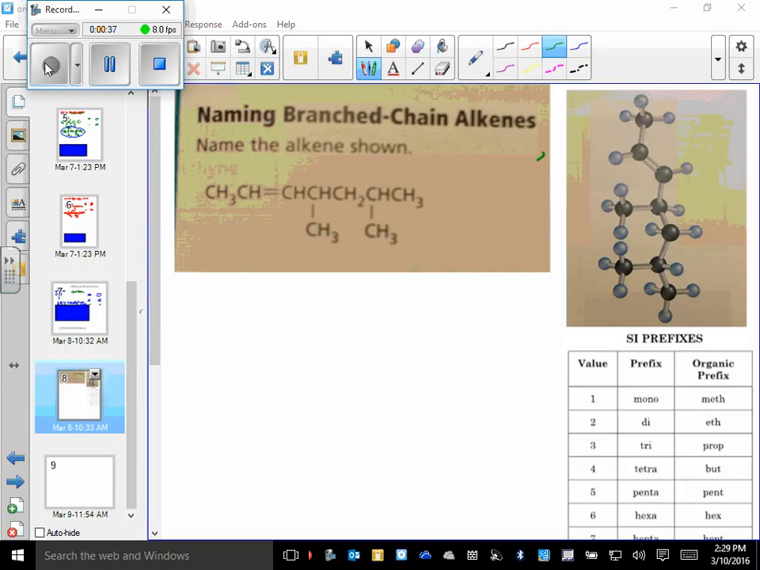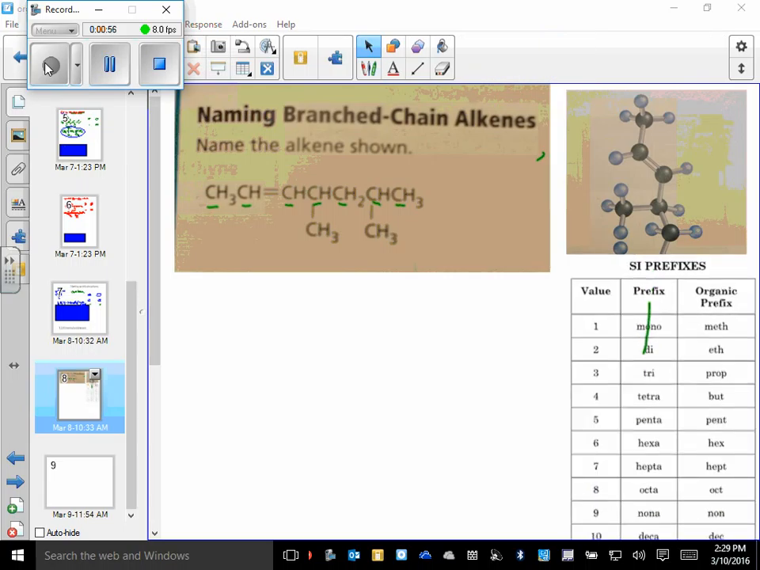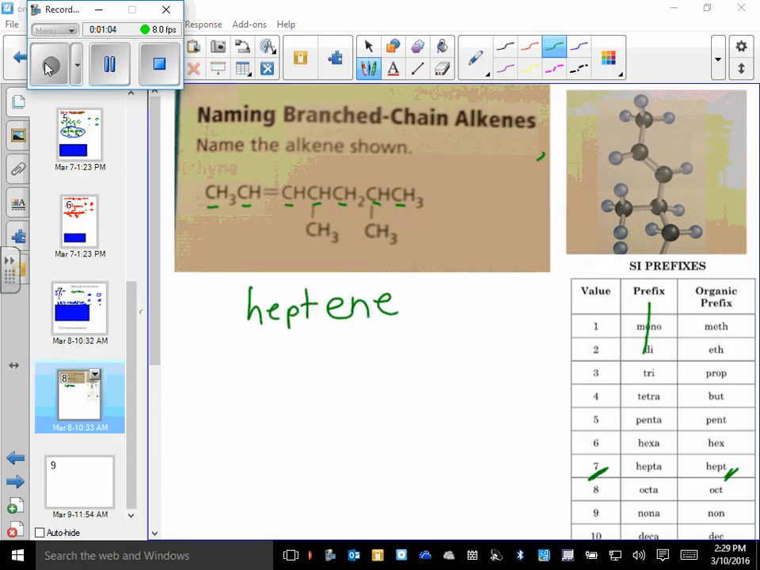So first of all, we need to find the longest continuous carbon chain that includes the double bond. So let's count the longest we can get. 1, 2, 3, 4, 5, 6, 7. So because we are in 7, that is going to be named hept. And then because of the double bond, it's heptene.